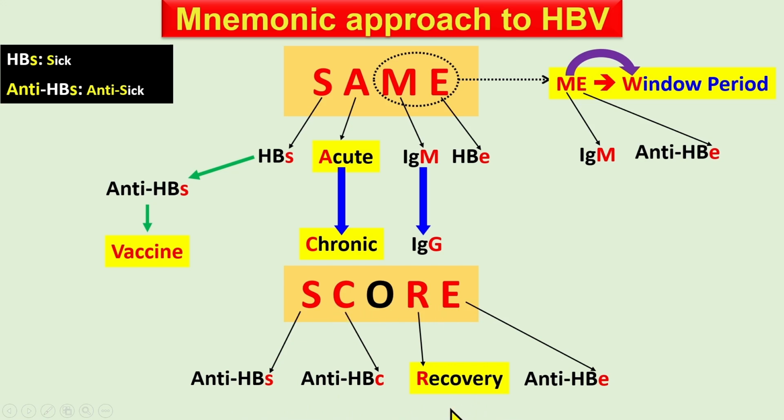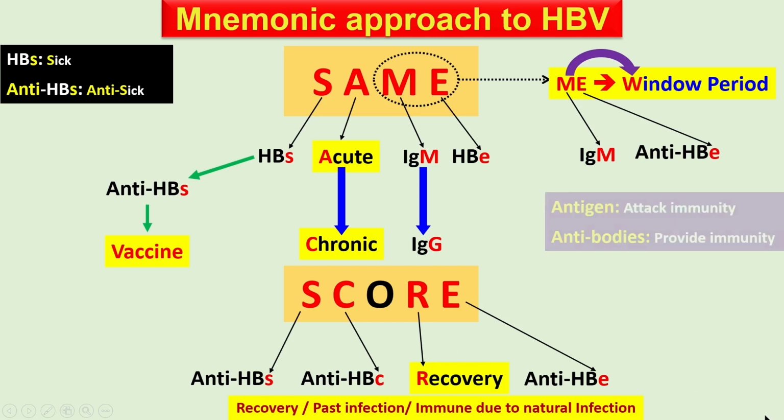In the MCQs, especially in the USMLE Step 1 exam, they use the terms recovery, past infection, and immune due to natural infection. These three terms are the same. So recovery, past infection, or immune due to natural infection, the serology will be the same in this case.